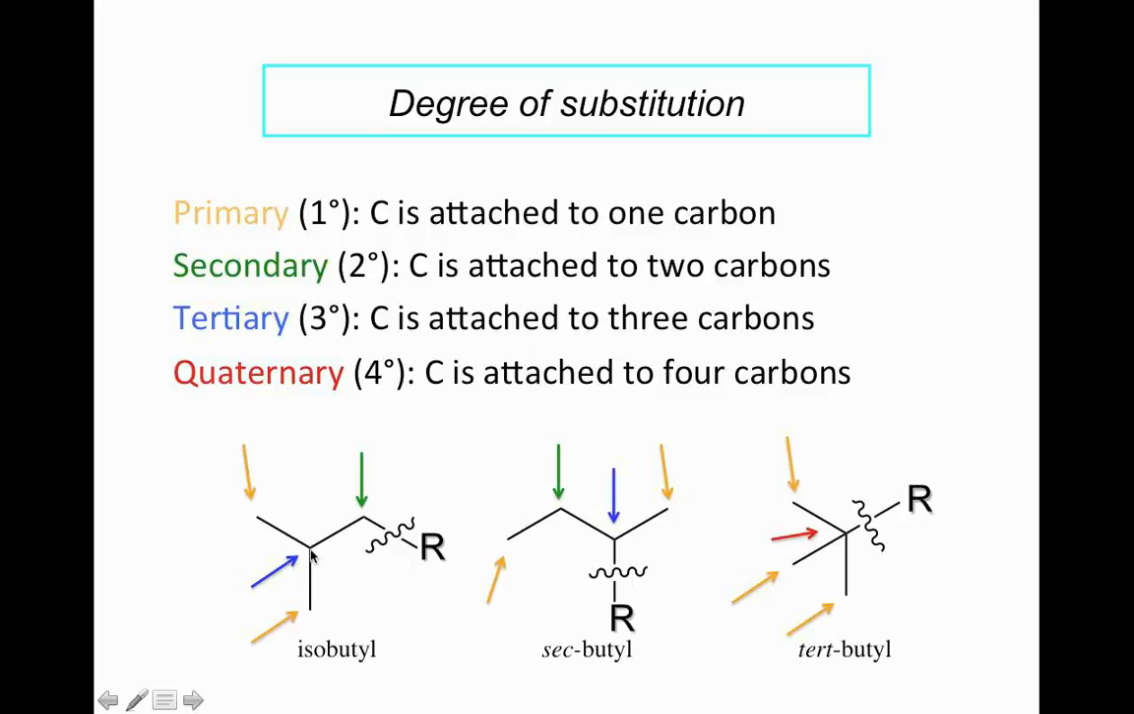This carbon here in the center is tertiary because it's attached to 1, 2, 3 carbons. So too over here in sec-butyl. Finally, the only quaternary carbon we have is in the tert-butyl group, which is attached to 1, 2, 3, 4 carbons. It'll be important as you move through the semester to quickly identify the degree of substitution on any given carbon atom, as it will be important to the mechanisms we learn later on.